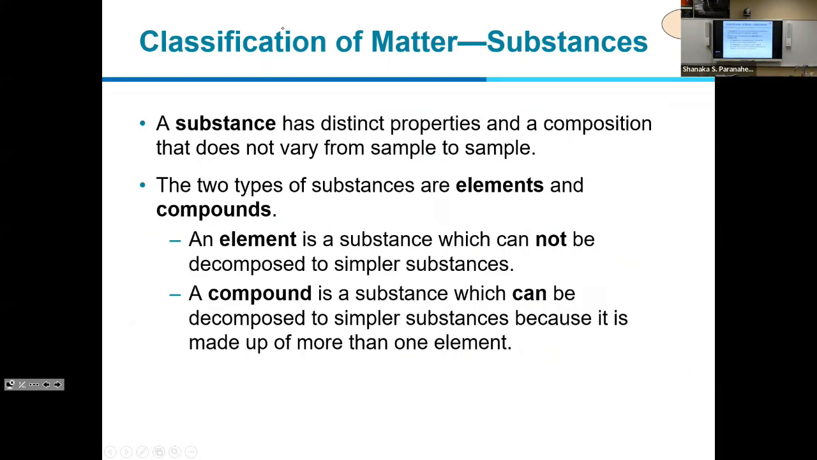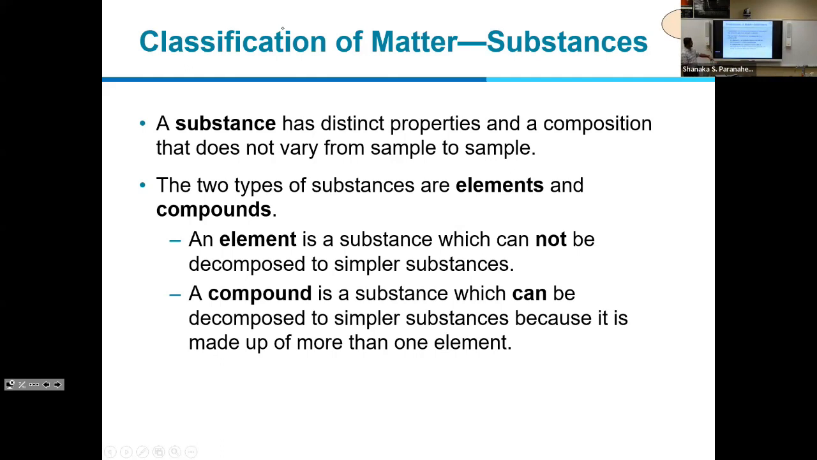And a substance has a distinct property and composition that does not vary from sample to sample. So if it is just one type of substance like water, it doesn't matter where you find water, it has the same properties. So the two types of substances are elements and compounds.